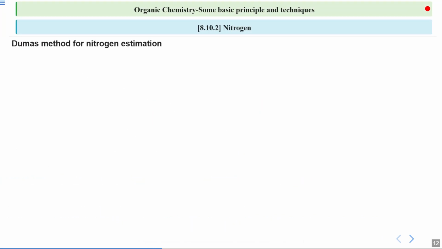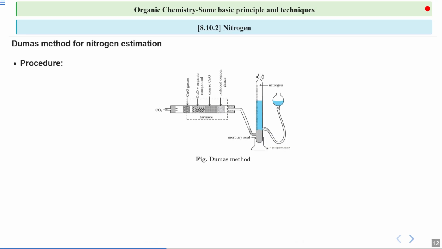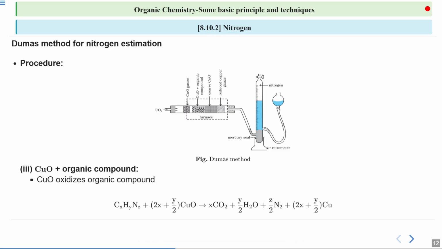Now moving on further in the procedure part. So let us continue. So this was our diagram. Now let us focus on the role of copper(II) oxide, or CuO, in this method. Okay, so we have a mixture of copper oxide and organic compound. Now copper oxide oxidizes the organic compound, which means it helps convert the carbon, hydrogen and nitrogen into their respective oxides and nitrogen gas. So this is the required equation.